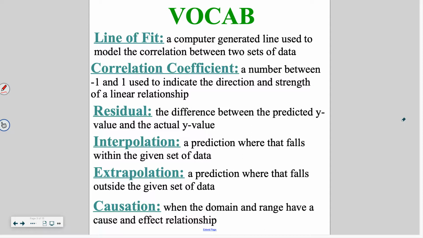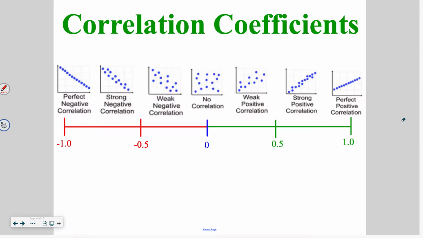The last thing is causation. This means that the domain and range have a cause and effect relationship. So everything that we are inputting into the relationship would have a direct cause on the output of that relationship. So the inputs would be directly causing the outputs.